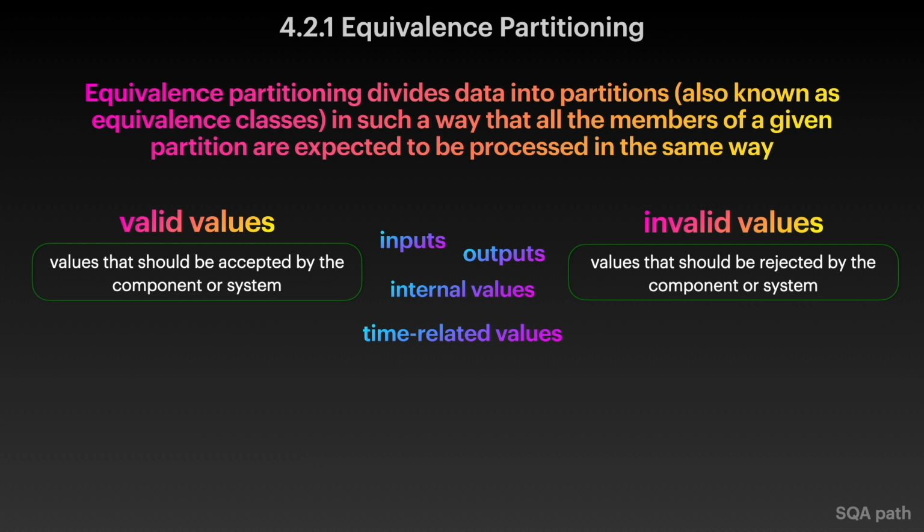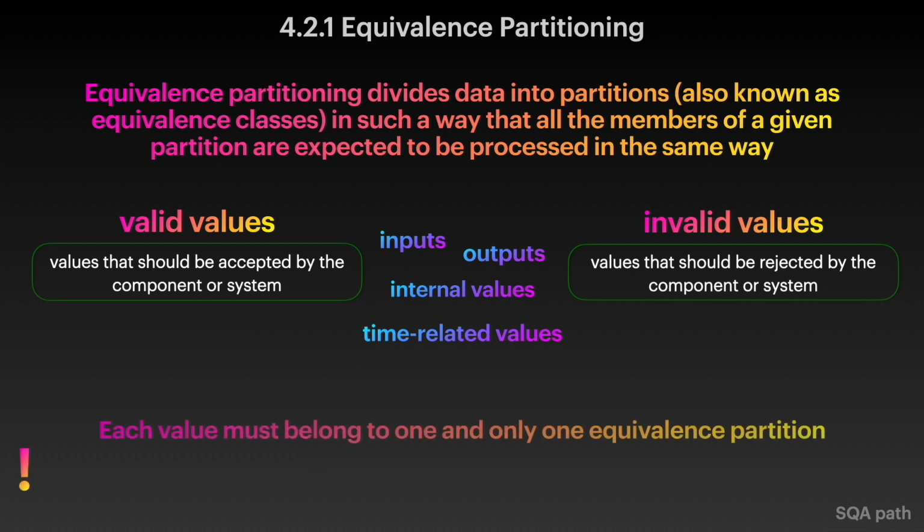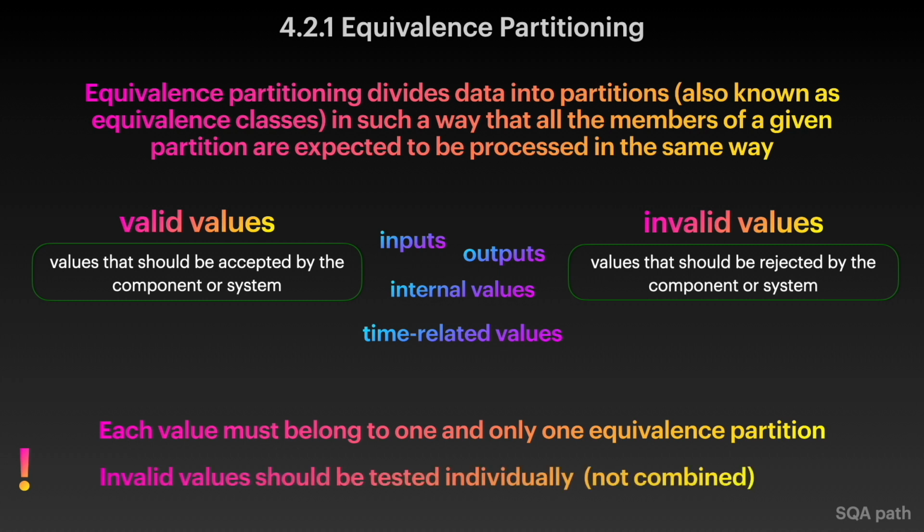Any partition may be divided into subpartitions if required. Each value must belong to one and only one equivalence partition. When invalid equivalence partitions are used in test cases, they should be tested individually, that is, not combined with other invalid equivalence partitions, to ensure that failures are not masked. Failures can be masked when several failures occur at the same time, but only one is visible, causing the other failures to be undetected.